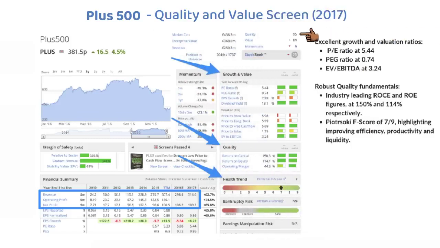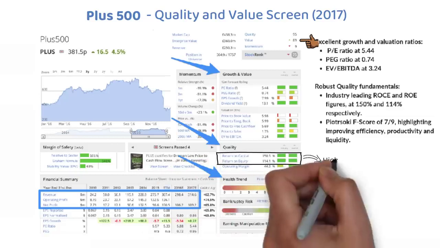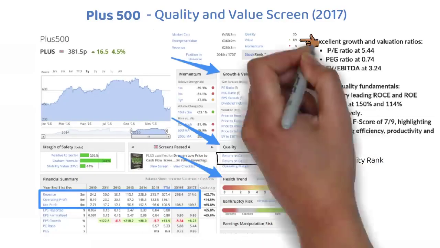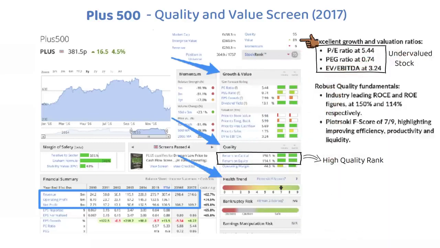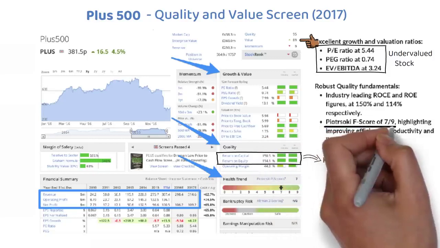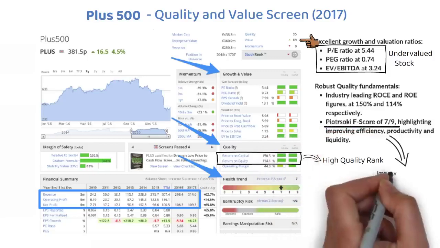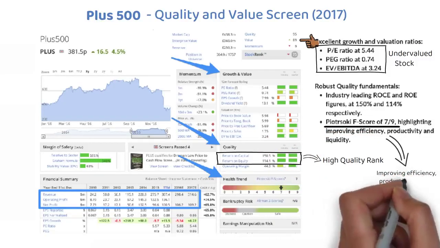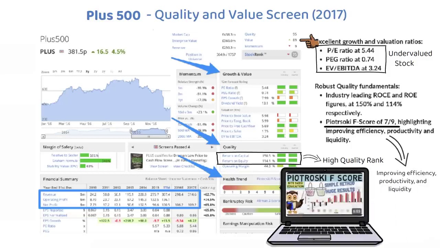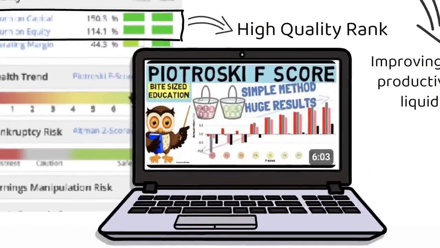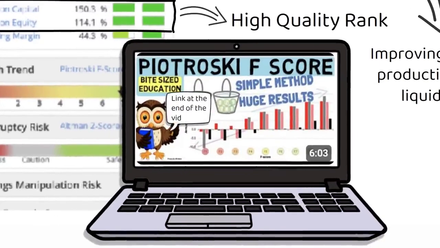The stock had a quality ranking of 95 and a value ranking of 89. The return ratios vindicated the high quality rank of the company, and low readings on most valuation ratios depicting the undervalued nature of the stock. A high Piotroski F-score highlighted improving efficiency, productivity, and liquidity. For those interested in the Piotroski score, we produced a video solely focused on its principles and performance over time.